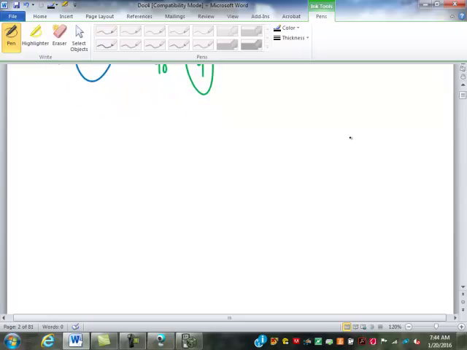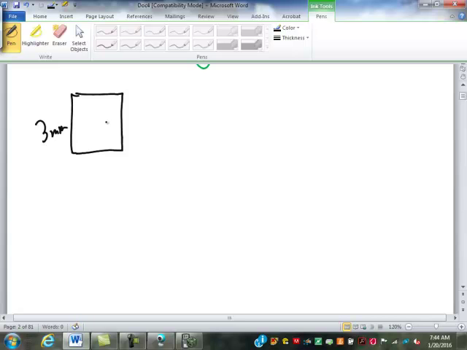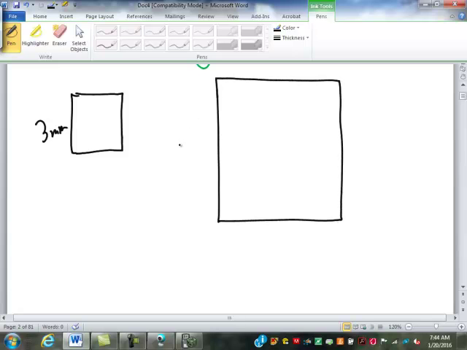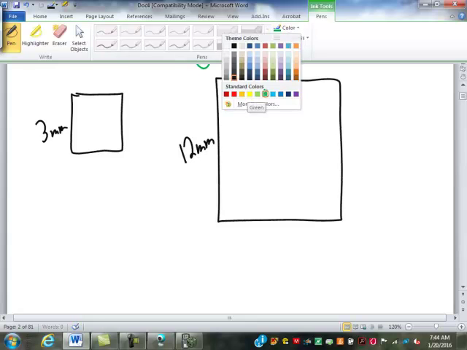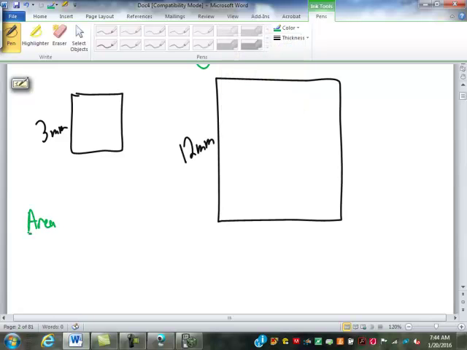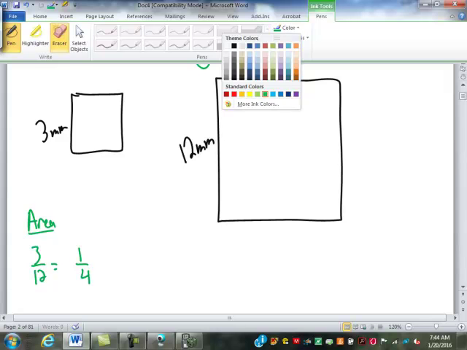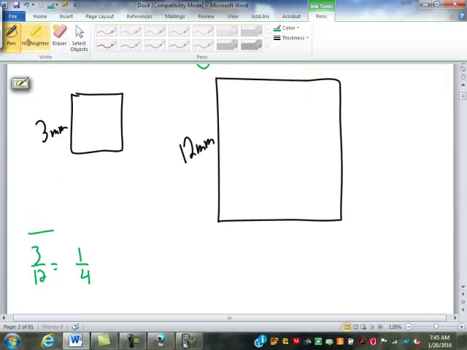Well, let's look at another example. Let's take a square. Let's say this square is 3 millimeters on a side. And we're going to blow it up, and no, this is not going to be drawn to scale. I'm going to blow this up to 12 millimeters on a side. What's my ratio of areas? Well, 3 to 12, which reduces to 1 to 4. Right? Not areas, sorry. What am I talking about there? Lengths. My ratio of lengths is 3 to 12, or 1 to 4.